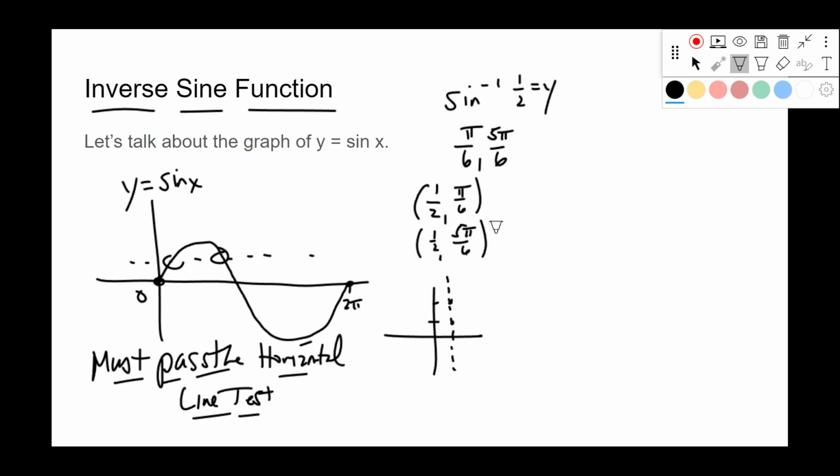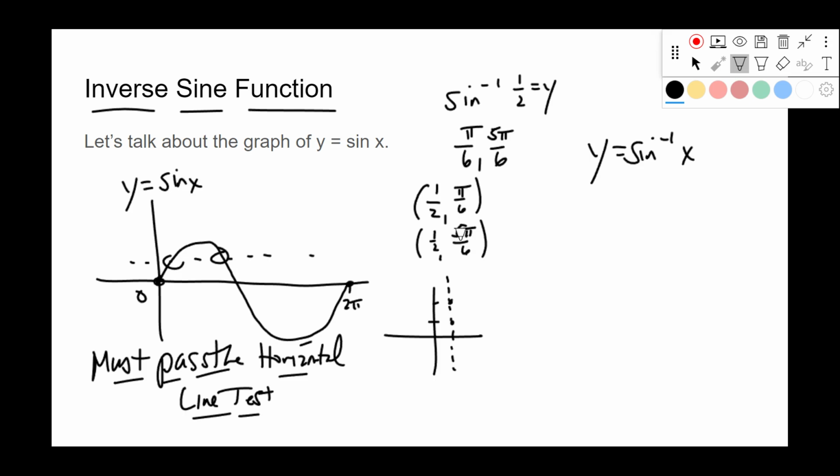So it's not a function. What I want to try to do is create this inverse sine function so that it's actually a function. Now, the reason this is not a function is because I have two angles that have the same ratio, right? My ratio is a half, but there's two angles that have a ratio of a half on the unit circle. So here's what we're going to do.